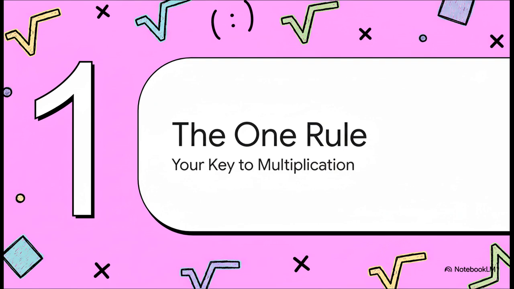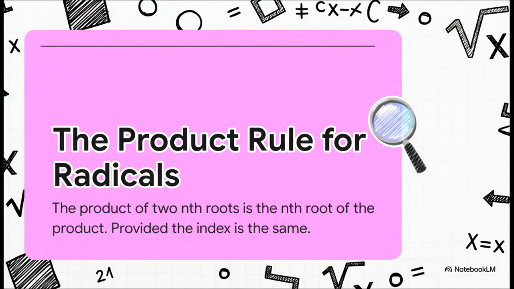Well, it all starts with just one foundational rule. If you can master this one thing, you've basically mastered the core idea of multiplying any two radicals together. And this is it. The product rule for radicals. Sounds super technical, right? But the idea is actually really simple.